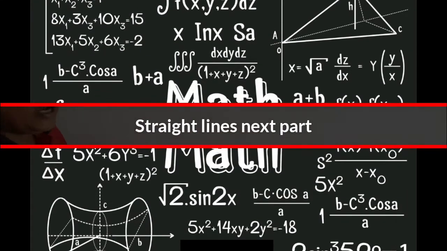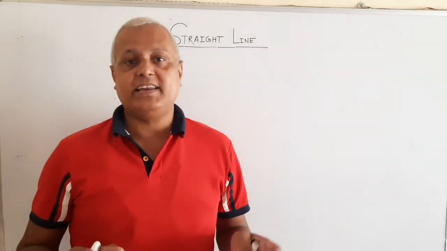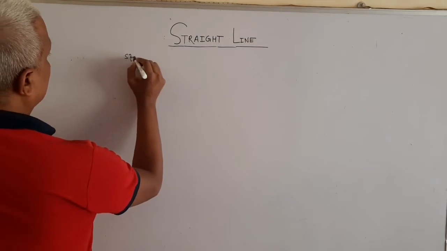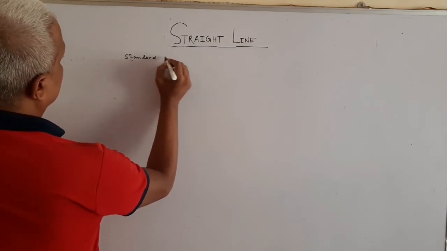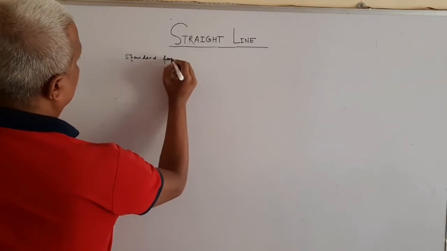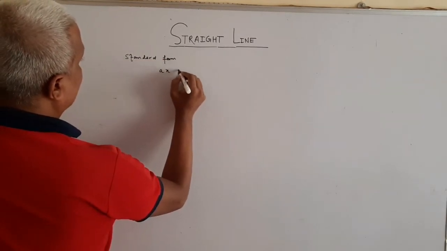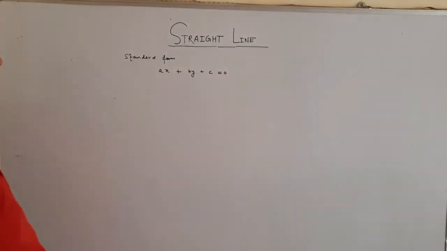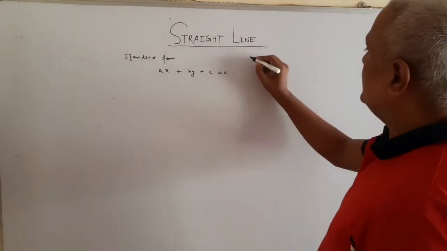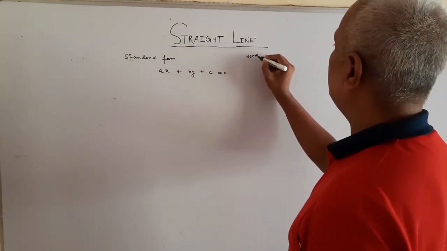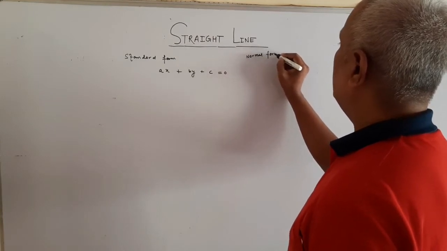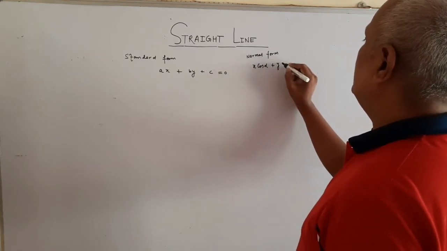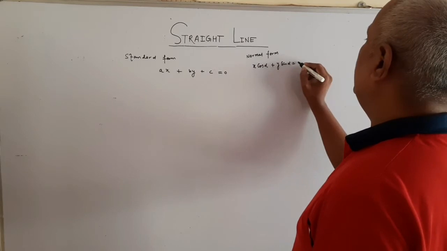We have a question. How will you express the standard form of a line into the normal form? So here the standard form of a line is ax plus by plus c equal to 0. And what is the normal form? The normal form is x cos alpha plus y sin alpha equal to p.